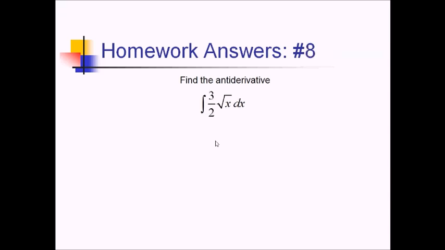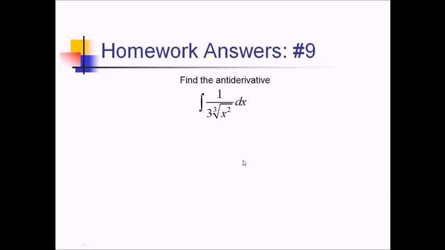For number 8, we want the antiderivative of 3/2 radical x. To make my life a little easier, I'm going to write this in exponential form, so 3/2 x to the 1/2 power. Now, using my reverse power rule, I'm going to bump this up by 1, so that'll become 3/2 for the exponent. And then if we divide by that, or multiply by the reciprocal, 2/3 times 3/2 is going to come out to 1. So that's just going to be 1x to the 3/2 plus c.